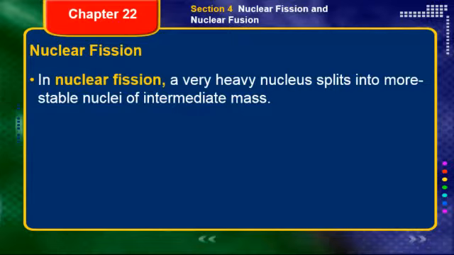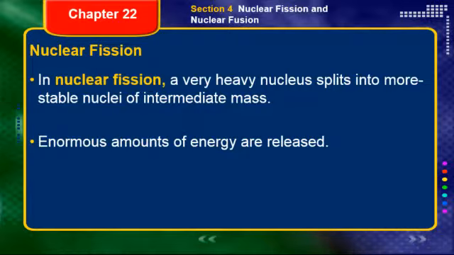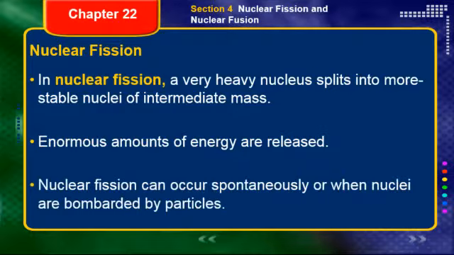In nuclear fission, a very heavy nucleus splits into more stable nuclei of an intermediate mass. So we got heavy splits into more than one intermediate. Large amounts of energy are released. This is why nuclear power is such a temptation for a lot of people, because so much energy is available. So much energy is produced with not that much fuel.